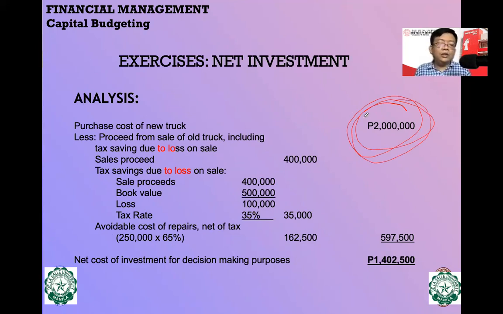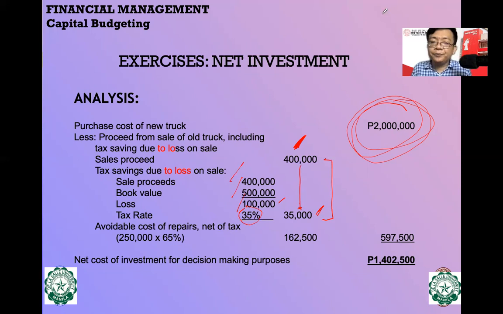Of course, we need to deduct any cash inflow, which is the proceeds of the old truck. Take note, how much are your proceeds? 400,000, because you will sell it at 400. However, we have a loss of 100. Because you sold it at 400 with a book value of 500, we have 100 loss, at 35%, you have 35,000. Take note, it is now to be added. Why? Common sense, you already have a loss, and the BIR will still tax you? No. That is why it is called a tax benefit, tax shield. That's why it is added to your proceeds.